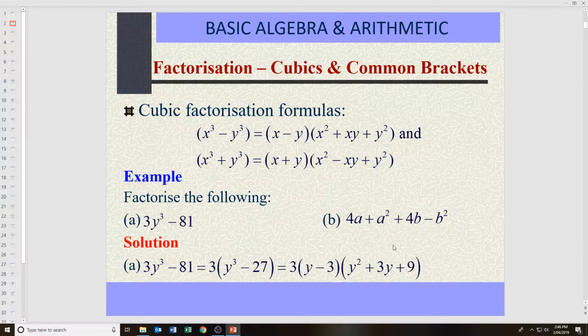Next is the factorization involving common brackets. So let's have a look at an example for a plus a squared plus 4b minus b squared. So let's have a look and see how we do that one.